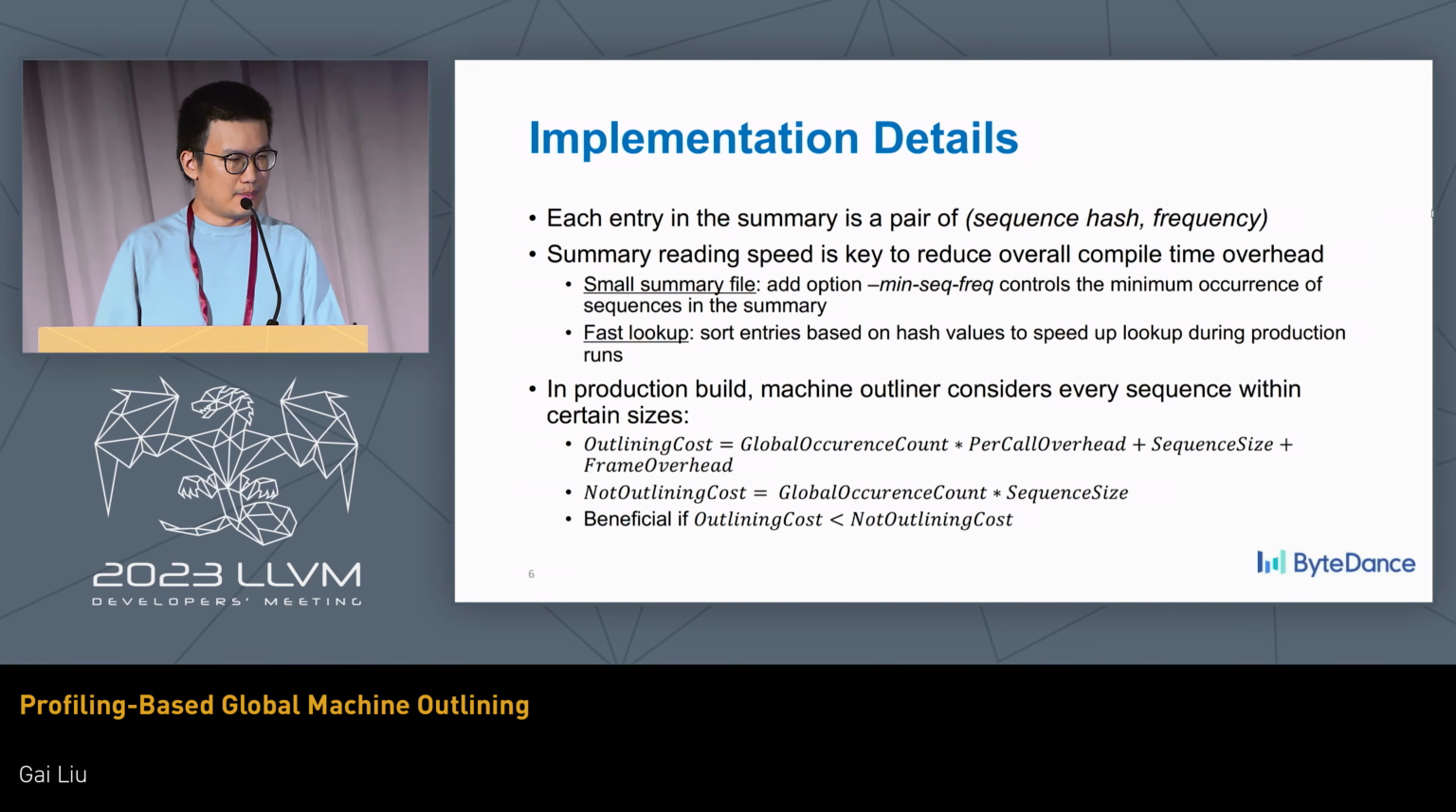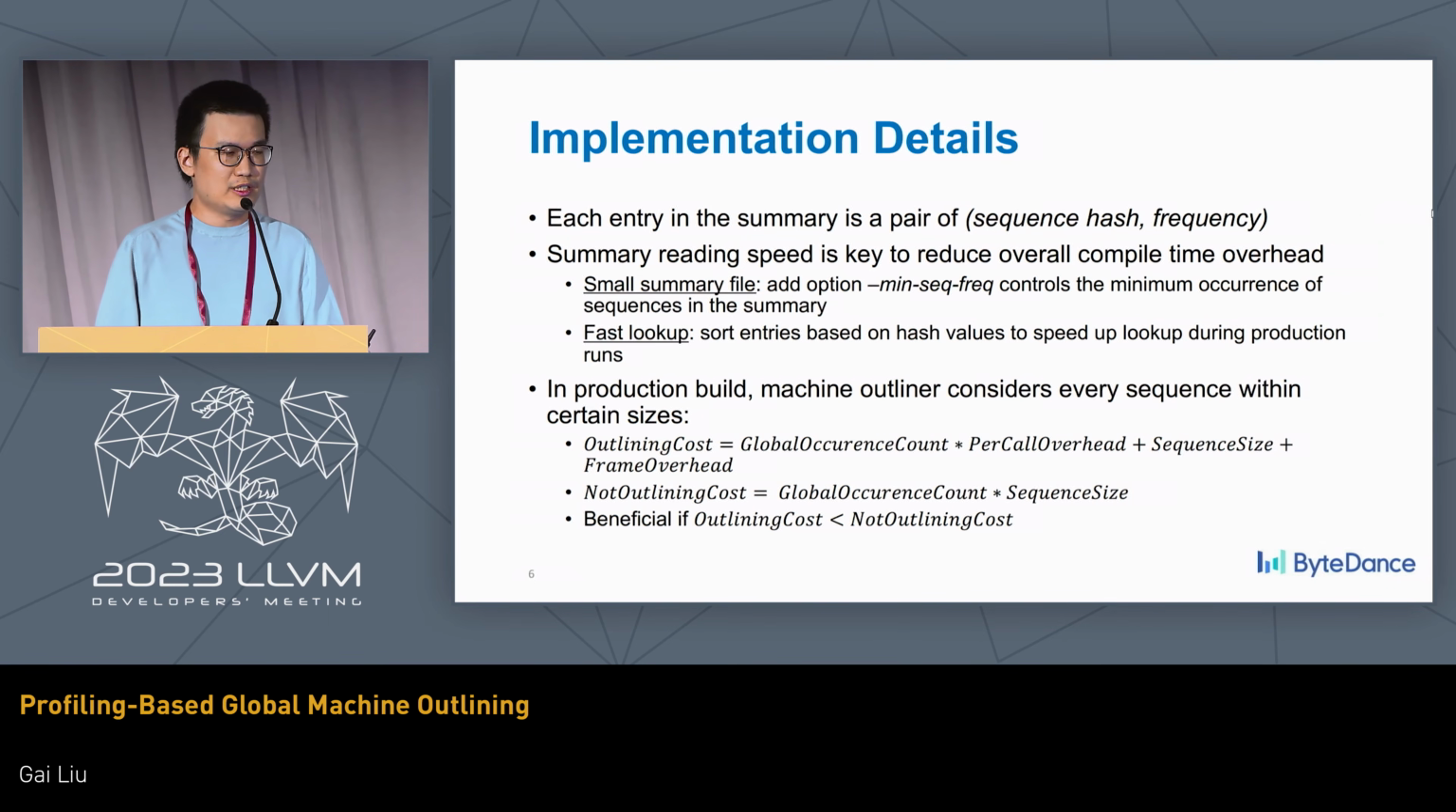So here are some of the implementation details. In our summary, each entry is a pair where the first element is a hash representing the sequence. This hash is stable across compilation units, and we utilize the stable hash functionality within the LLVM backend. The second element is the frequency of that particular sequence. The higher the frequency, the more likely it is beneficial to outline it.